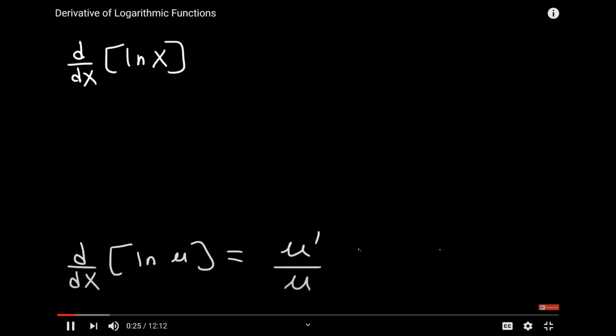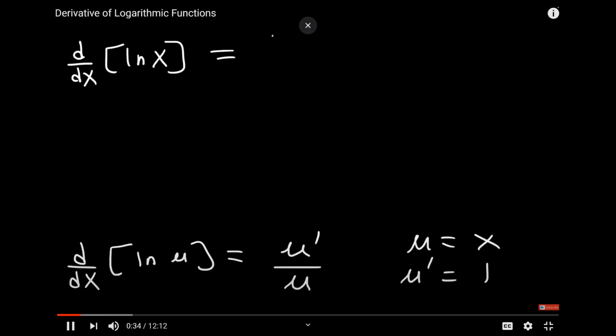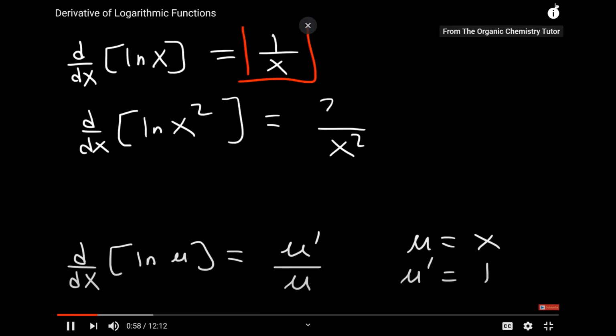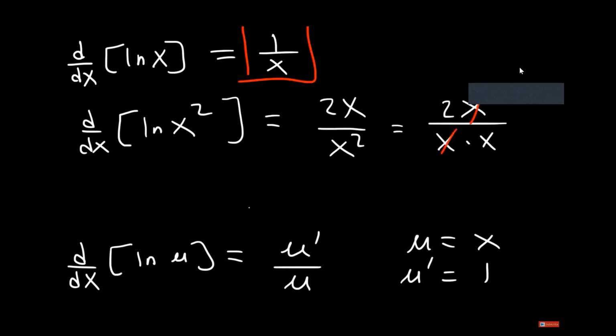So in this example, u is x, and the derivative of x is 1. So therefore, the derivative of natural log of x is 1 over x. Now consider ln of x squared. The derivative of u, or u prime, is going to be 2x, over u, which is x squared. So we can simplify this. X squared is basically x times x, so we can cancel an x, and the final answer is 2 over x.